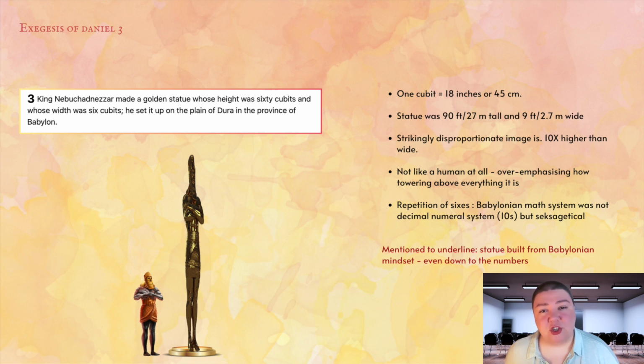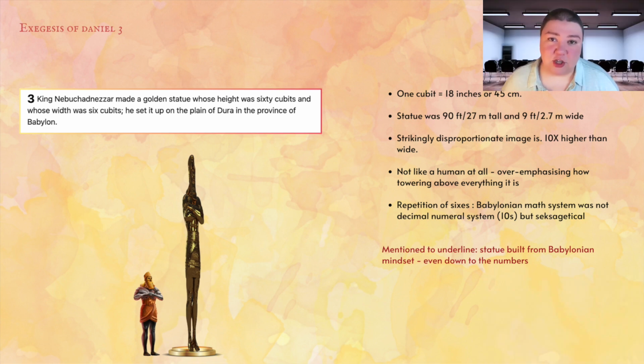And another detail that should stand out to us is the repetition of sixes in this statue. 60 cubits high, 6 cubits wide. The Babylonian math system was not our decimal numeral system, which is built around tens. The Babylonians had a mathematical system called sexagesimal, so built around a six-centric system. Suffice to say, the author is trying to show us that this statue is built very much from and out of a Babylonian mindset. It is, even down to the very numbers, Babylonian.